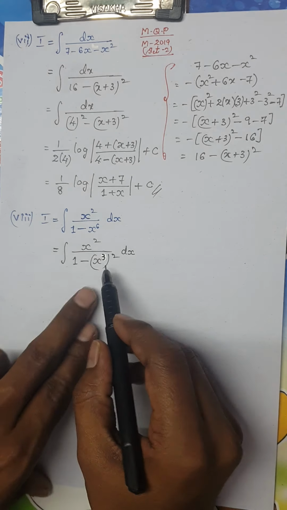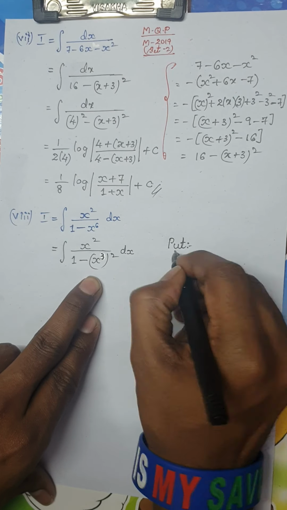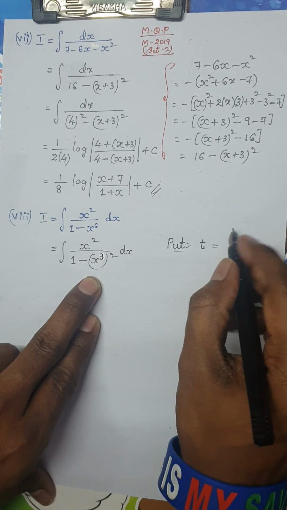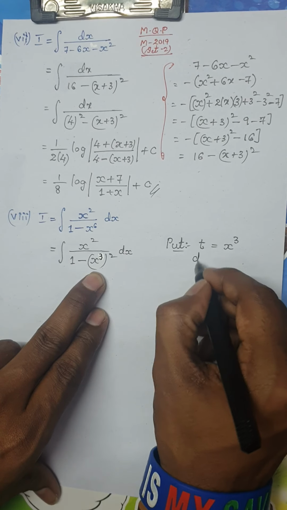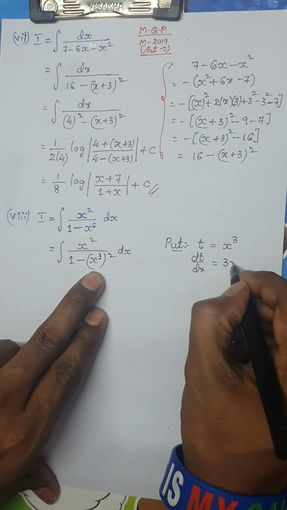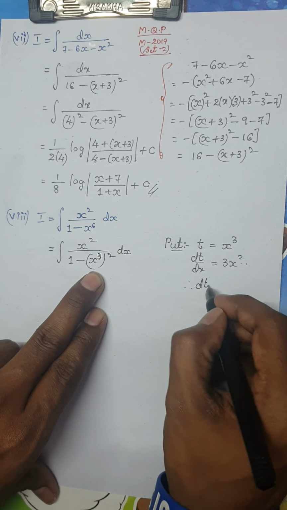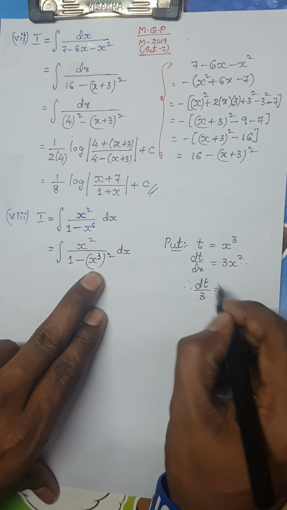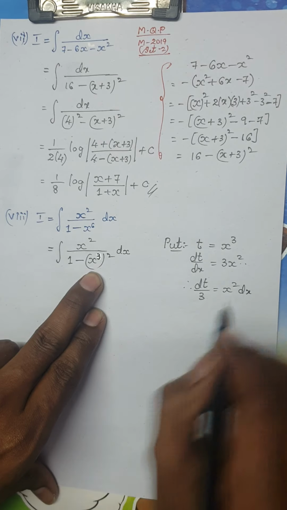Now I'm going to use the substitution for this. See what happens to the integral. I will put t is nothing but x cube. For x cube I'm going to substitute t. If you differentiate with respect to x, derivative of x cube would be 3x square. Okay, therefore dt, rewriting this, I will get dt by 3 would be x square into dx.